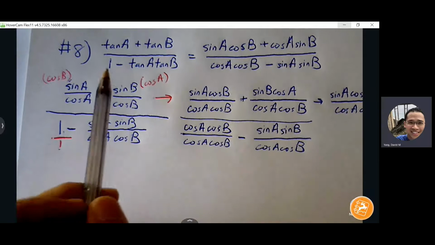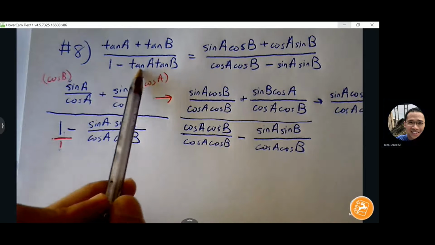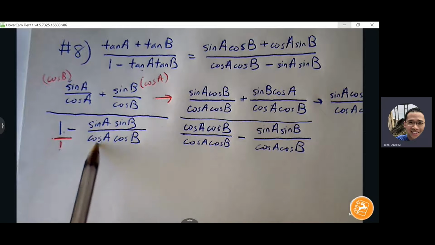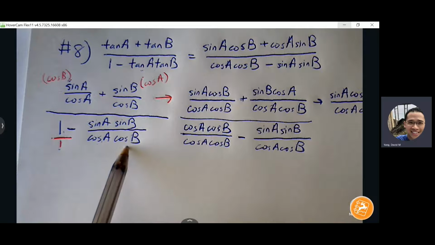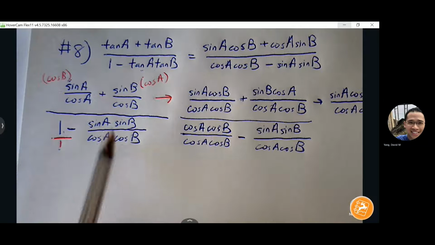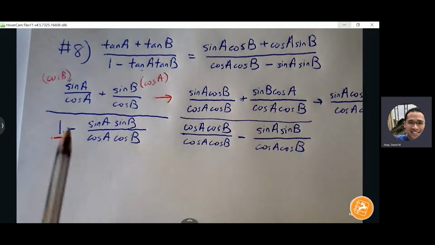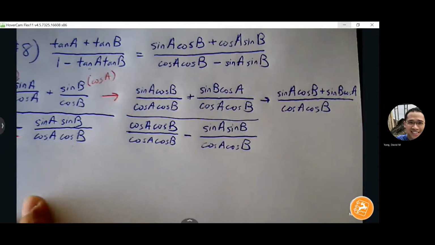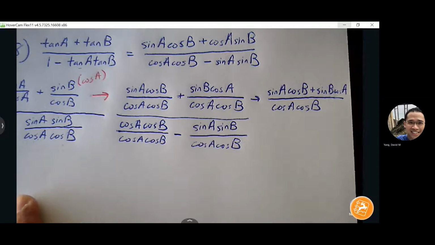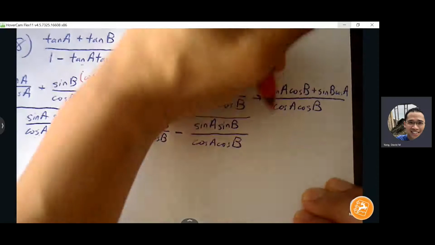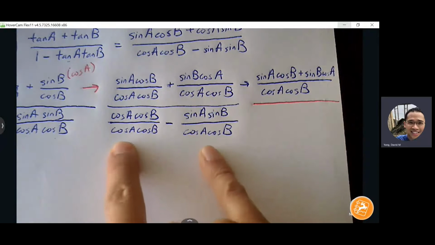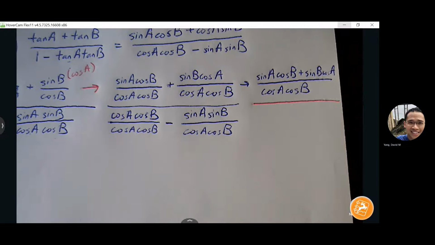Oh, I took it from the original problem here. I converted the tan A tan B to be sine A over cosine A, sine B over cosine B. And once I got that fraction to show up, I realized I got to go through common denominators. The nice thing here is, as messy as it looks, at least we can merge these two fractions into one fraction.